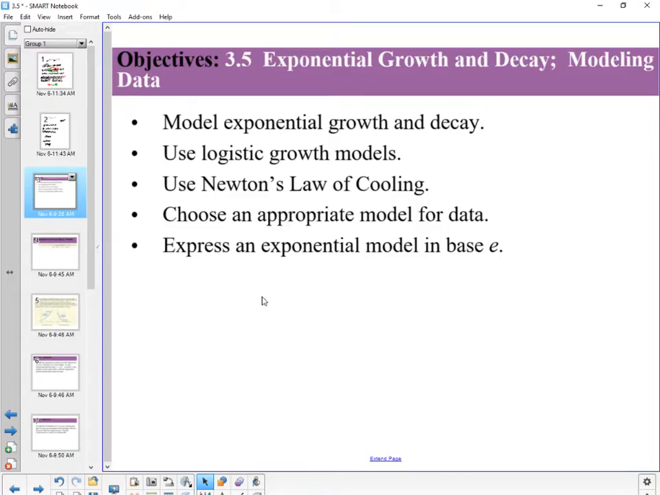Professional courtesy, please. All right, so today's objective is to talk about exponential growth, decay, and then modeling if we have time. Like I said, modeling are just those word problems. So you will be able to model exponential growth and decay. You will be able to use logistic growth models. I'll go ahead and hand you Newton's law of cooling, and then there's another one I want you to get to. Then, of course, you're going to do some practice ones. So you'll choose appropriate models, and then you'll do exponential model base e. Do not change.